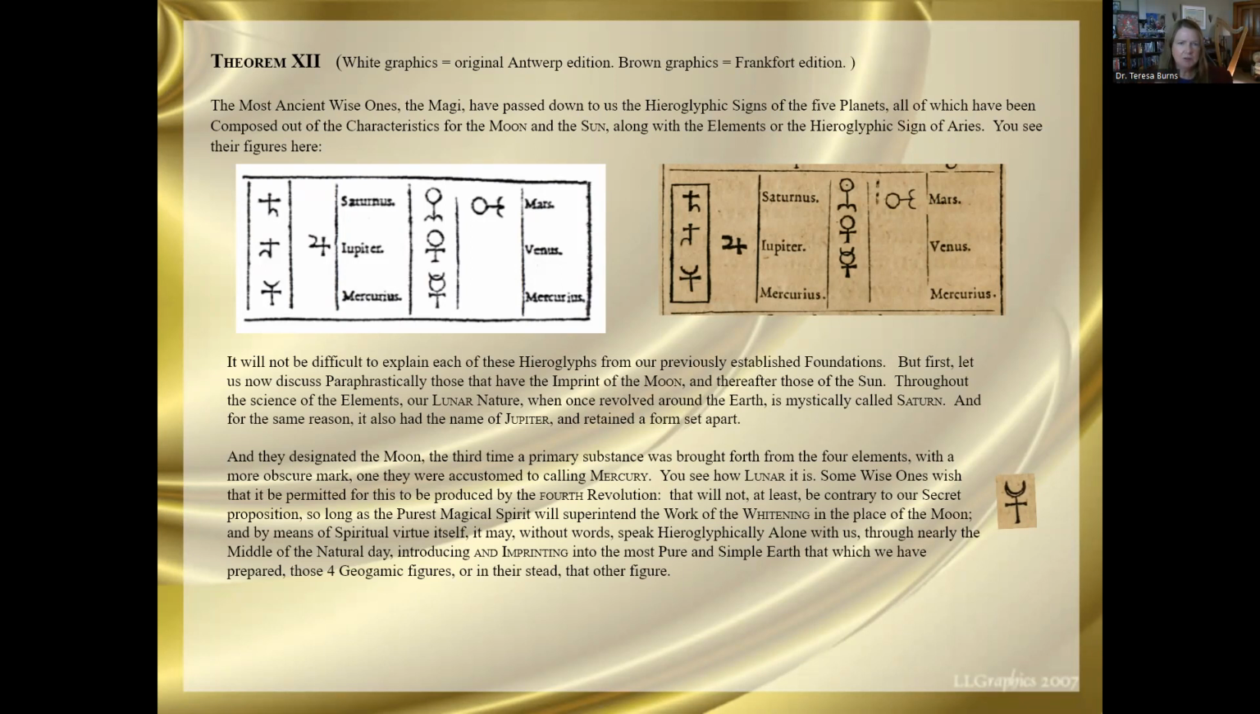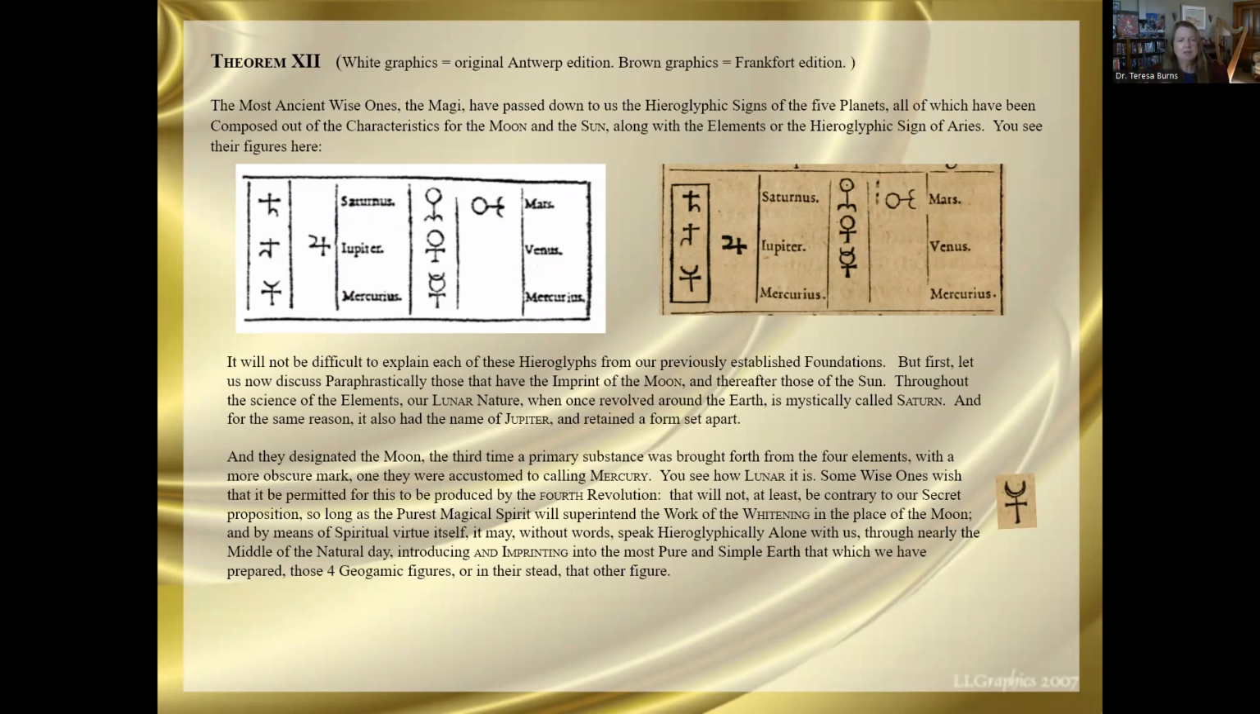And yes, we know that today we call the moon a moon, not a planet. And we add in with planets Earth, but we're using the classical 7 planets, and what he's done is taken out the luminaries. Okay, composed out of the characteristics for the moon and sun, along with the elements or the hieroglyphic sign of Aries. That's those semicircles joined at a point that I just talked about. You see their figures here, and he shows them to you.